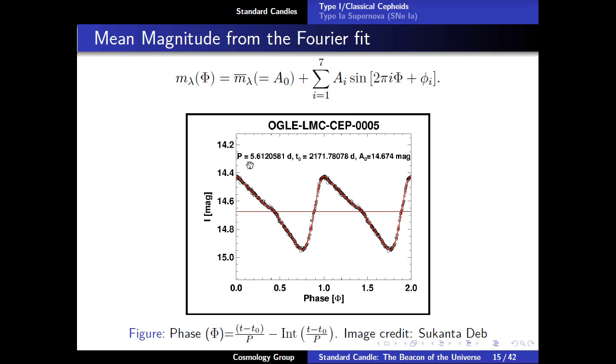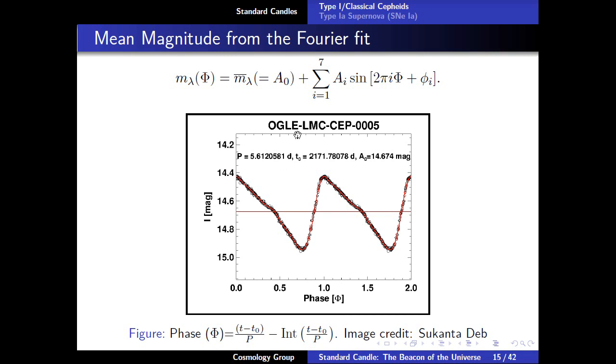this has a period of the order of k = 5.61, and then T naught is the epoch of maximum brightness, and this is given as 171.780 for the star, and this A naught is obtained from the Fourier fit to the phase light curve of the star, where the phase light curve is obtained by using this relationship phi = (T - T0)/P - integer part of (T - T0)/P, where P is obtained from the time series, or from the light curve of the variable star, and T naught is also obtained from the time series of the variable star.